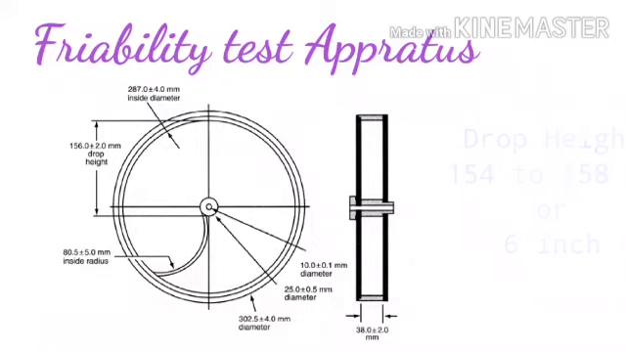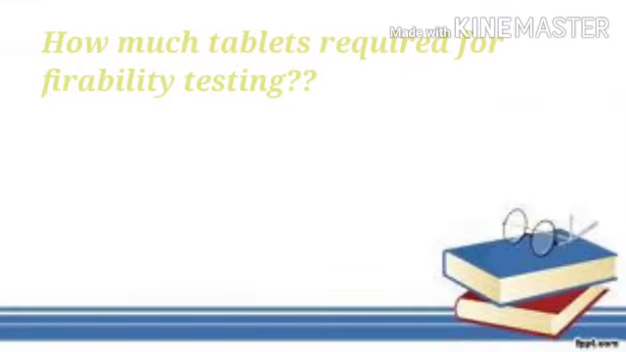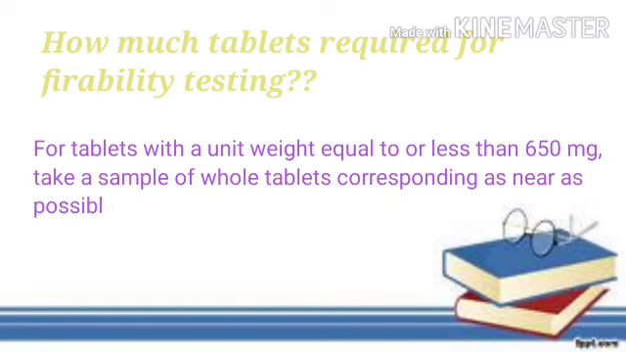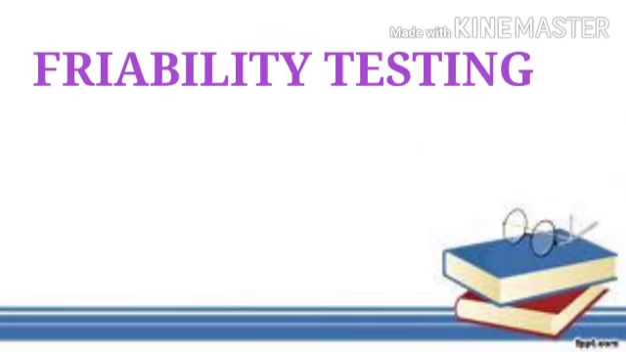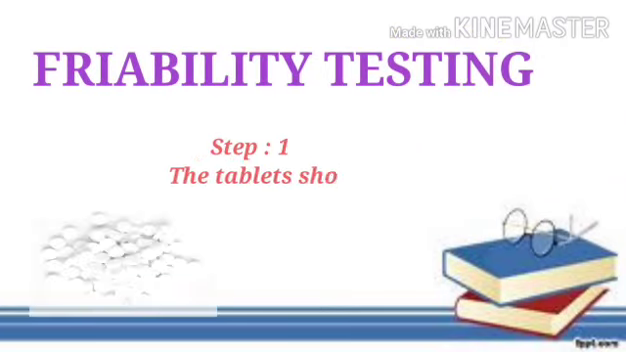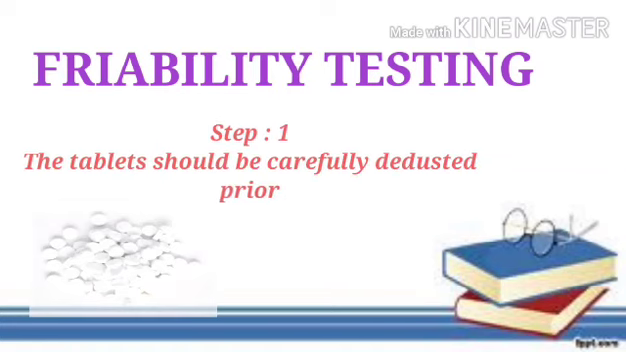Let's now see how many tablets are required for friability testing. It is basically based on the unit weight of the tablet. For a tablet with a unit weight equal to or less than 650 mg, take a sample of whole tablets corresponding as near as possible to 6.5 gram. Or for a tablet with a unit weight of more than 650 mg, take a sample of 10 whole tablets for friability testing.